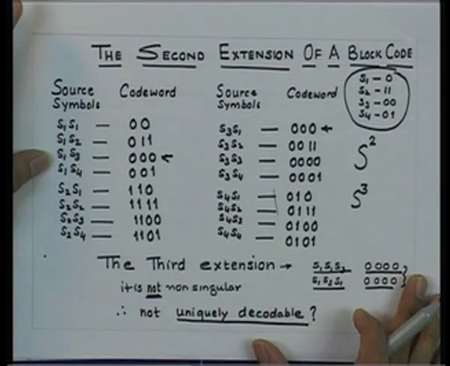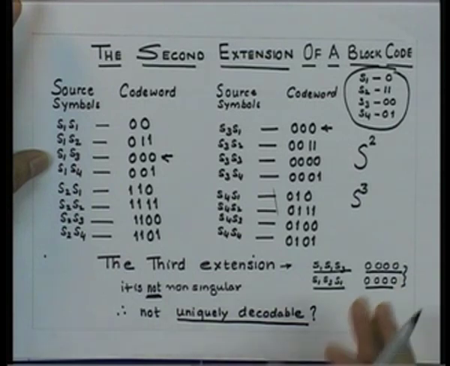So, what it means is that if you want the code to be uniquely decodable, then when I consider symbols from the nth extension of the source, the code words generated based on the principle of nth extension of a block code should be non-singular. So, with this, let us define uniquely decodable non-singular block codes.